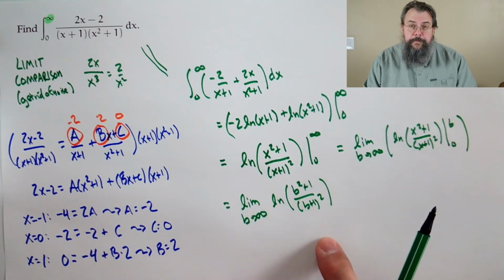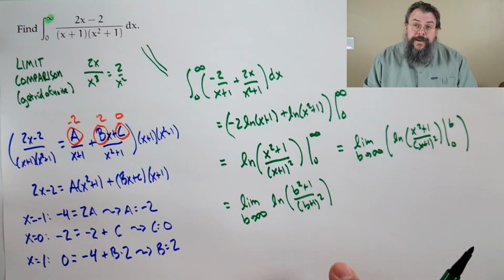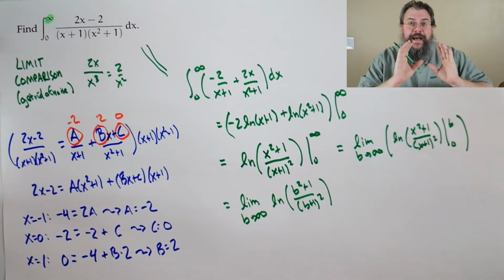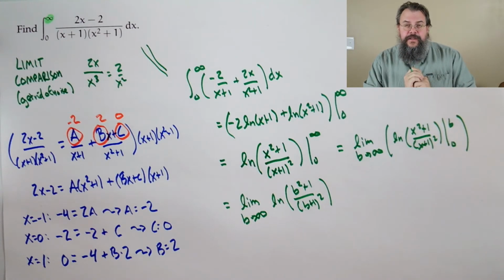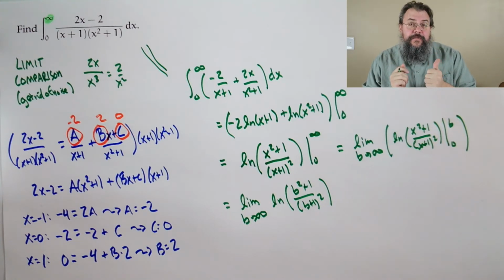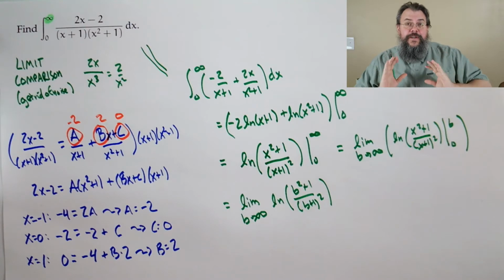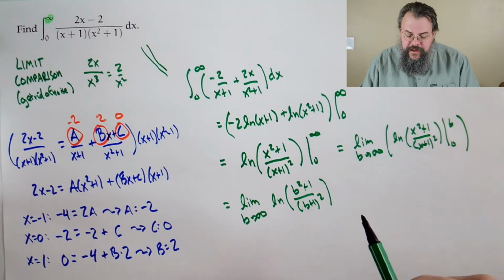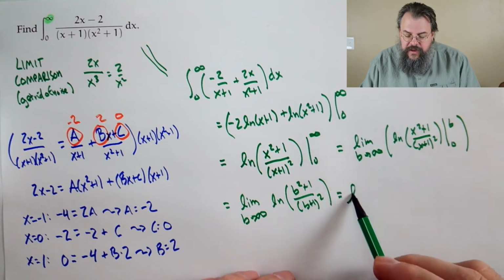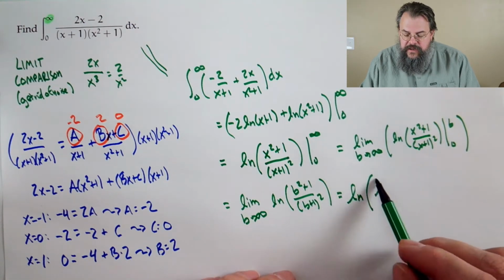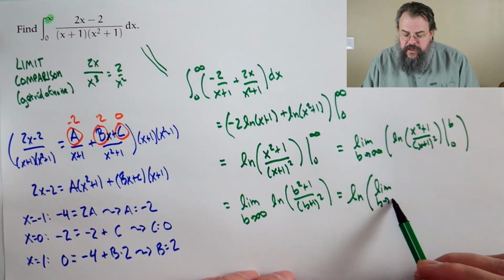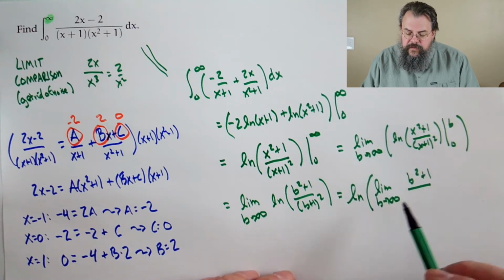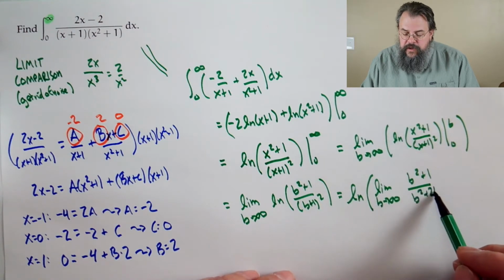And so that's what happened there. All right, now, beautiful thing, you can pass the limit through the natural log because natural log is continuous. So when you have a continuous function, limits can pass in and out of continuous functions. So this is the same as the natural log of the limit as b goes to infinity of b squared plus 1, and downstairs, if you expand it, that's really b squared plus 2b plus 1.